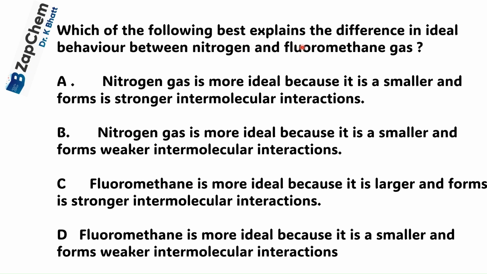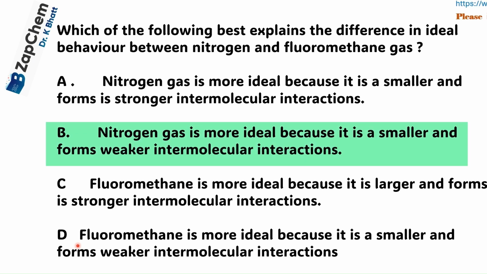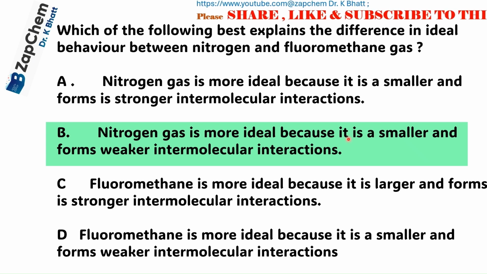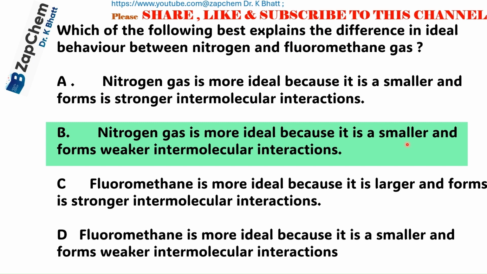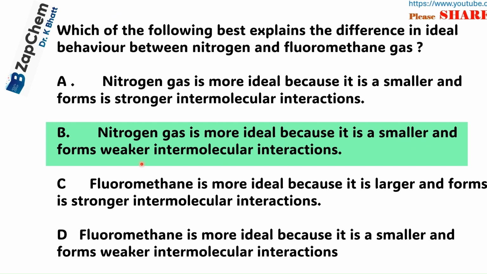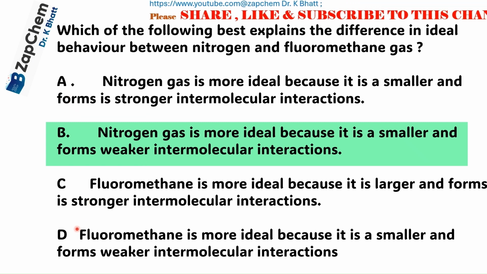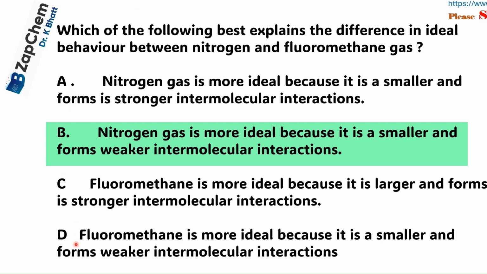Another question. The question is, which of the following best explains the difference in ideal behavior between nitrogen and fluoromethane gas? And if you look at the four options provided here, we find that option B is correct. Nitrogen gas is more ideal because its particles or molecules are smaller and form weaker intermolecular interactions. So that's the correct answer. All other options are not applicable here and are incorrect.